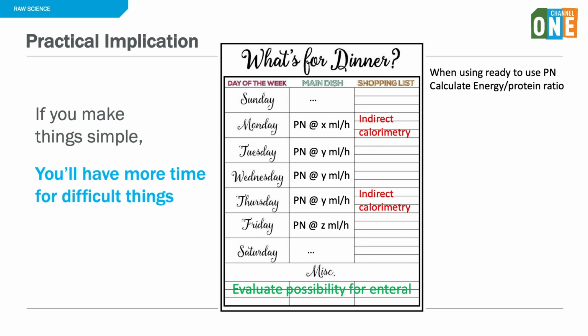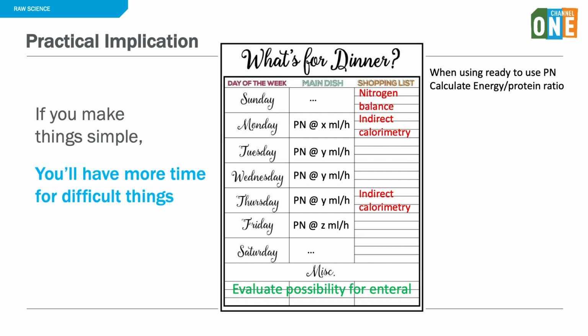Of course, every day we try to evaluate if it's possible to feed our patients enterally. And then on Sunday, we try to perform a nitrogen balance. And if needed, we will increase our protein delivery in our patients. Because if you try to make things simple, well, we do have more time for difficult things in our ICU, in our complicated patients.